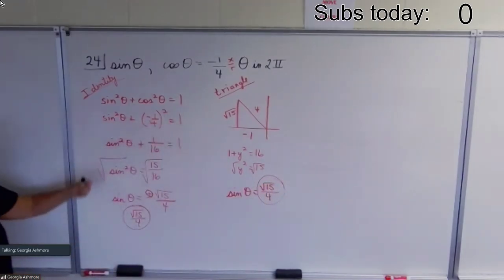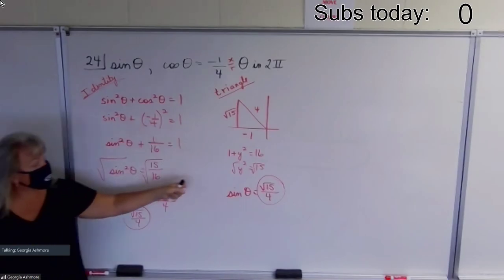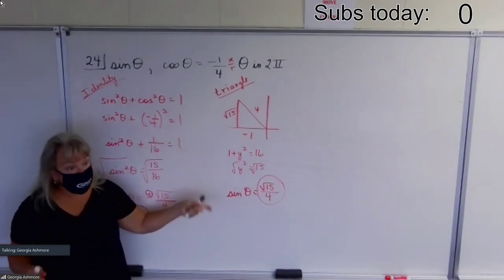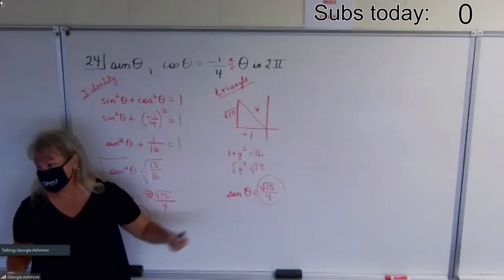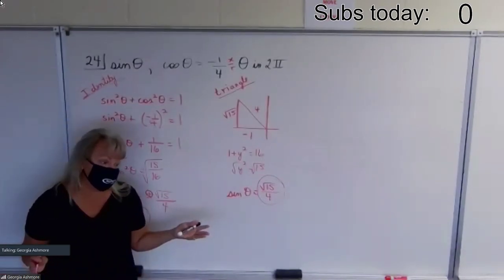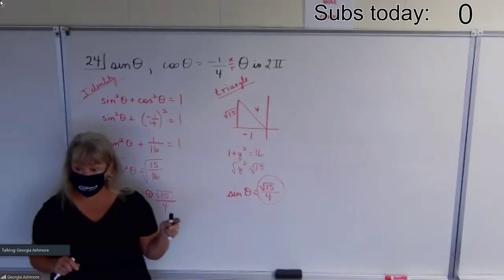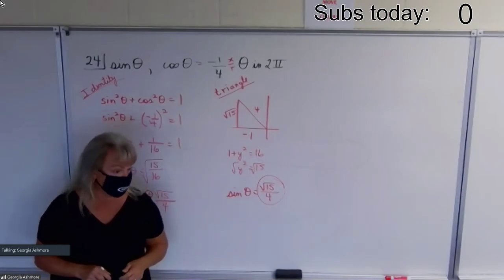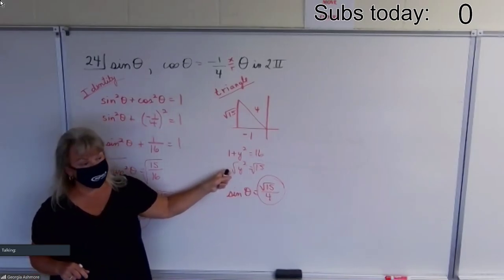All right, how many like the identity method? Raise your hand. How many like the triangle method? You have to like one or the other. I like the triangle. I think it's a lot easier, and that's what I would use. And it might even say when you're doing your homework that you have to use the identity method, you don't. If you want to use the triangle method, you're welcome to, and that would be fine.